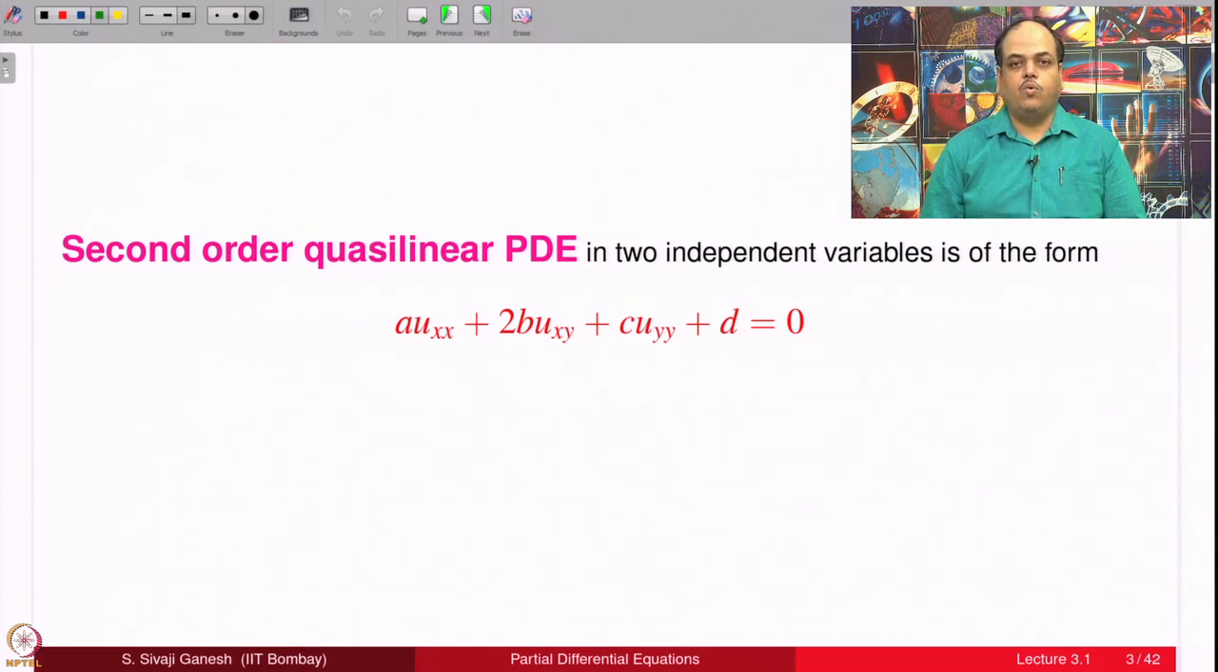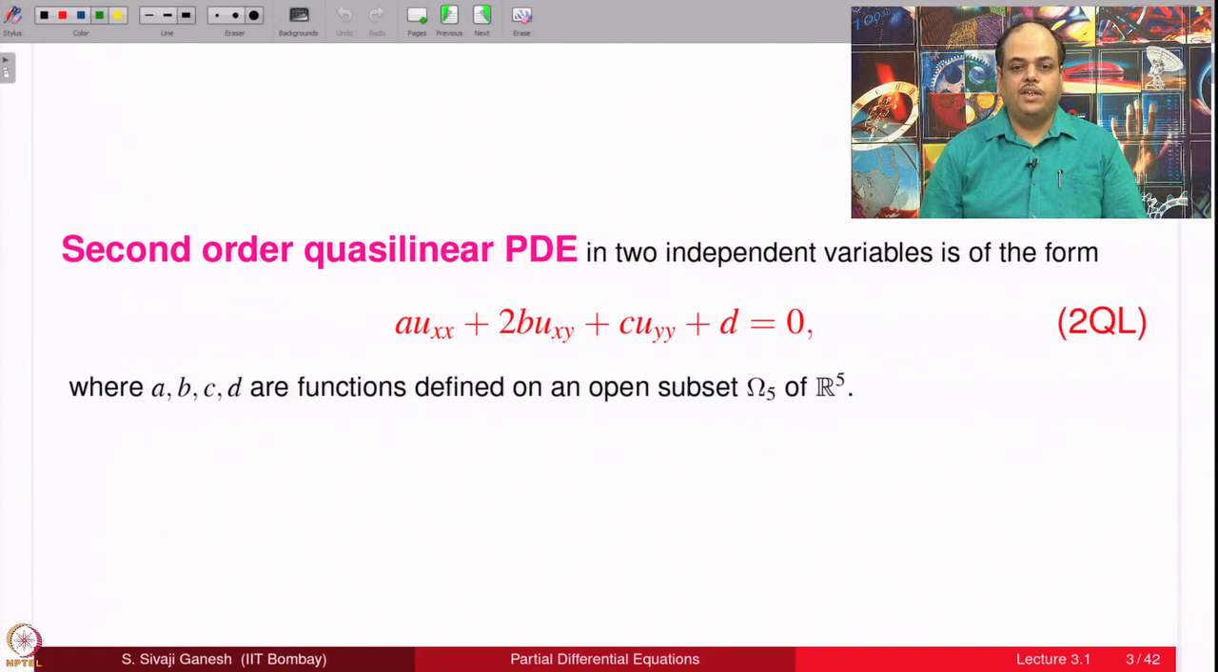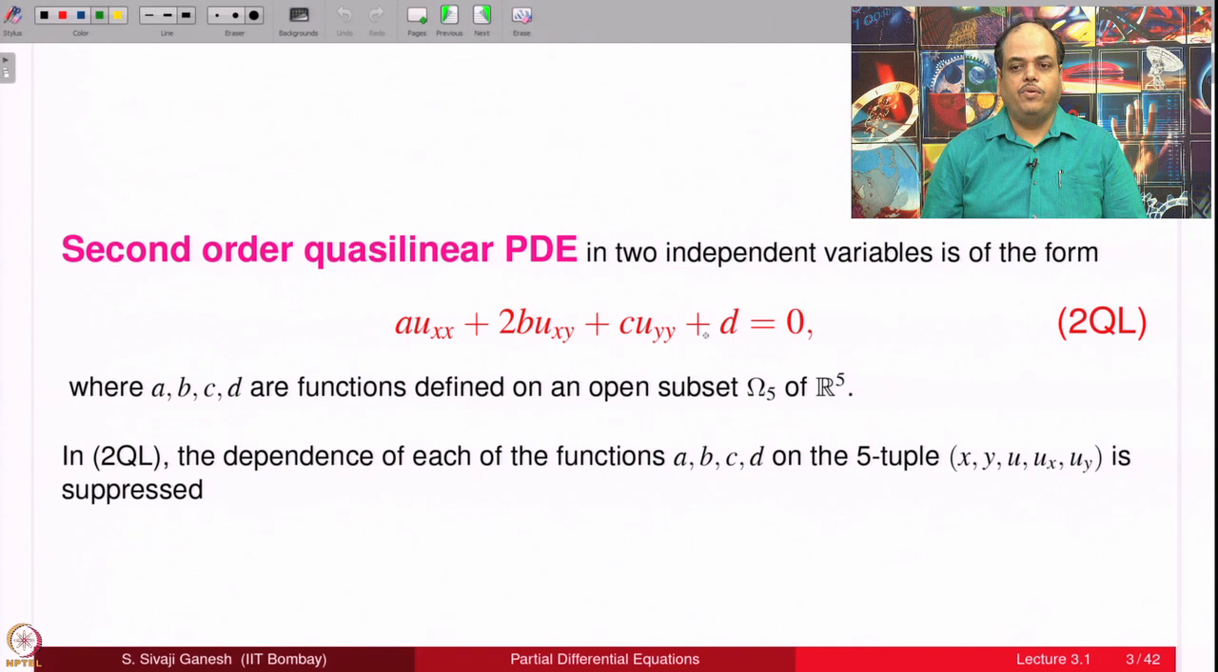Okay, so second order quasi-linear PDE in two independent variables, the most general such equation is of this form: a u x x plus 2 b u x y plus c u y y plus d equal to 0, where a, b, c, d are functions of 5 variables. So, they are defined on an open subset omega 5 of R 5. In the above equation we refer to that as 2QL, second order quasi-linear equation.